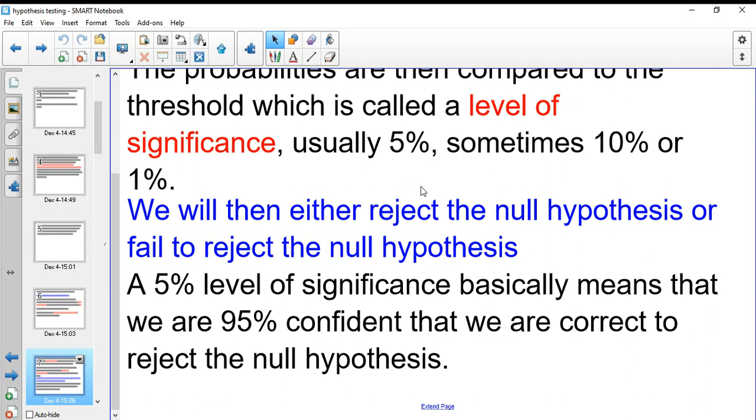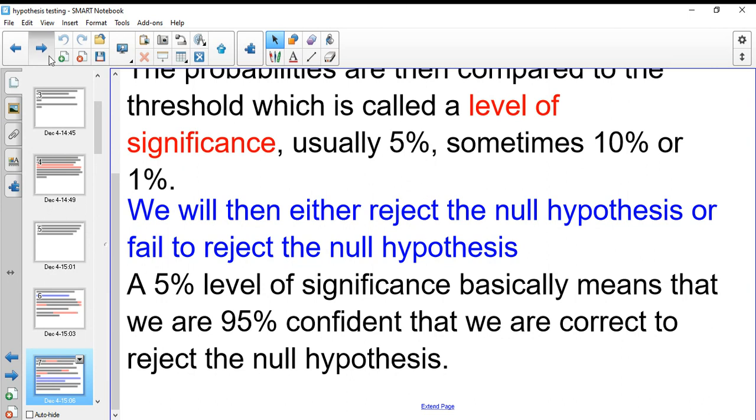So it's all about either rejecting the null hypothesis and therefore accepting the other one, or failing to reject the null hypothesis. In terms of this significance level, a 5% significance level basically means that we're happy to be 95% confident that we are correctly rejecting the null hypothesis.